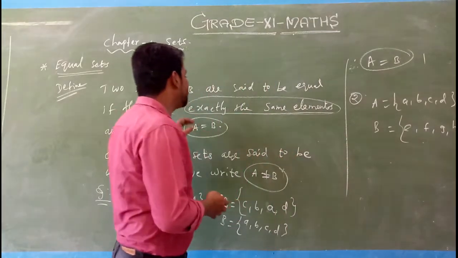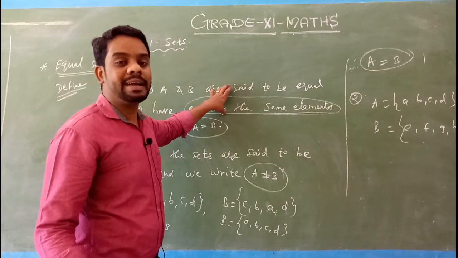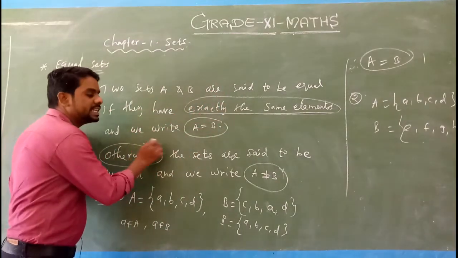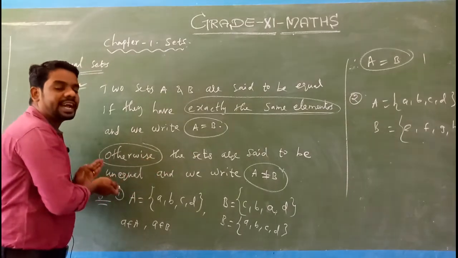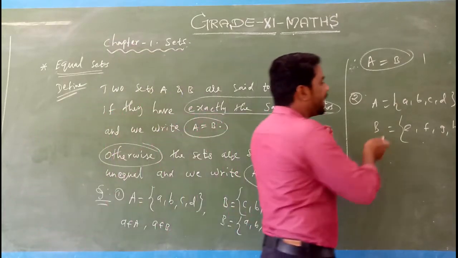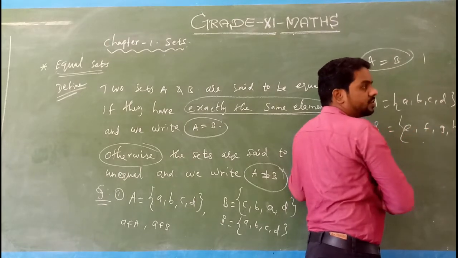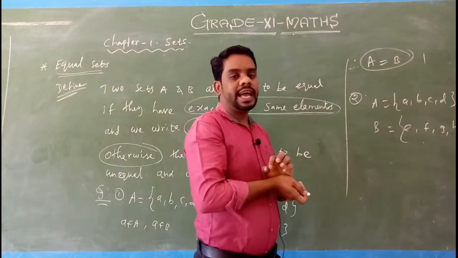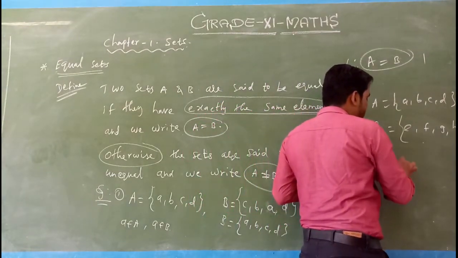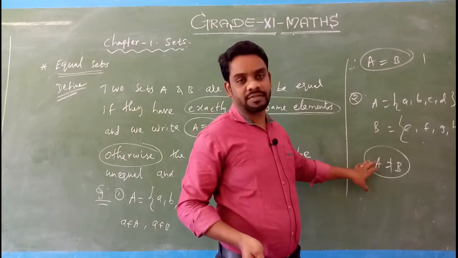By the definition, sets must have exactly the same elements. In the first example, the two sets have exactly the same elements, so the given two sets are equal. Otherwise, the sets are said to be unequal, and we write A is not equal to B. Here A has the elements A, B, C, D and B has E, F, G, H, so they are different elements. Therefore A is not equal to B.